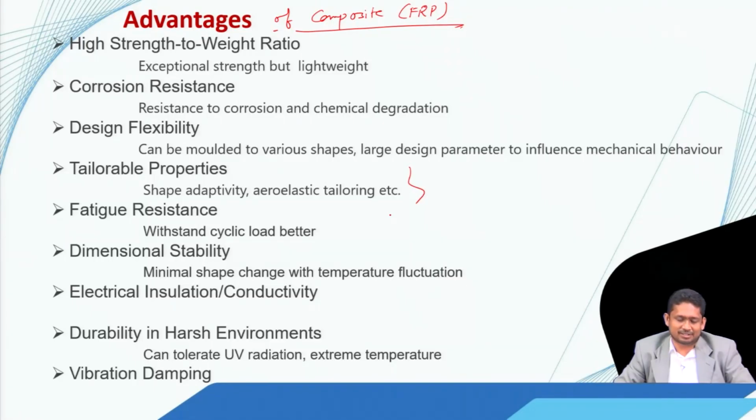They have very good fatigue resistance, and because of their low temperature coefficient, they give good dimensional stability. We will see the applications of all these composites, and where these kinds of advantageous features help us, in the third week. And they have good electrical insulation and conductivity. In harsh environments, they have better durability, and composites have better damping because of their resins, so they can dissipate energy faster. That's why in damping critical applications also composites are used. In vibration, where we expect a lot of vibration, we can see the use of composites.